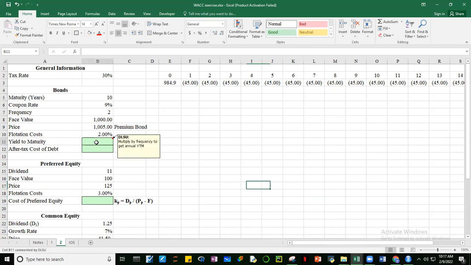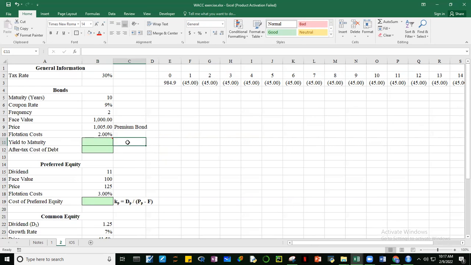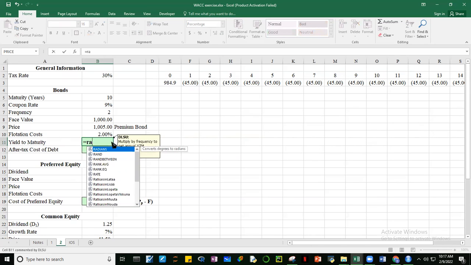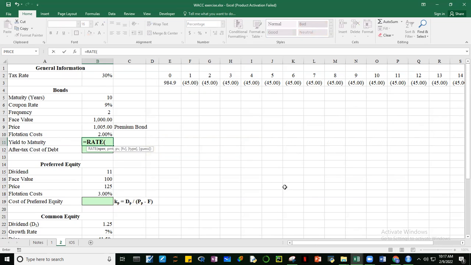So let's first compute for the yield to maturity. Yung yield to maturity guys, hindi pa natin minamanage yung tax. So this is equal to rate. Rate again guys, rate. Okay, ano yung NPER natin? Ang NPER natin will be 10 years times 2. Okay, 20 periods yan, no? Although 10 years siya, kaso semi-annual. So 20 periods. Kama, ano yung payment natin?